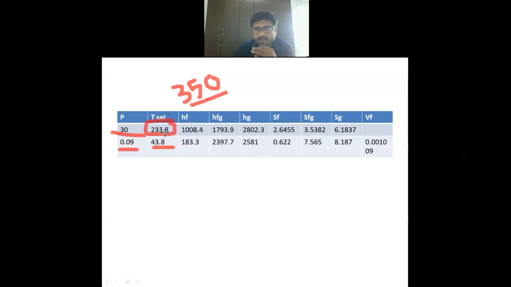So we can estimate that our condition is superheated. How can we confirm that our condition is superheated or not? If this temperature is higher than this temperature, obviously we can tell that our condition is superheated. I hope that you have understood it.